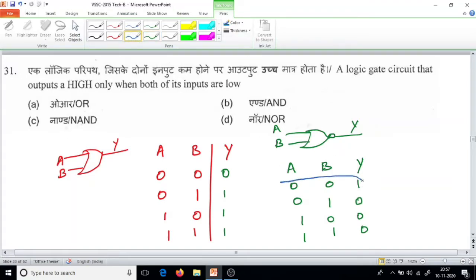So as per the question, a logic gate circuit that outputs a high only when both the inputs are low, the answer is option D, NOR gate.